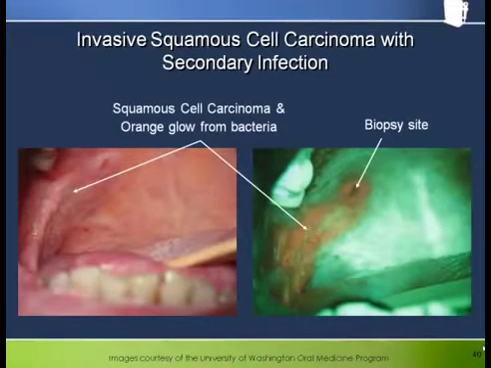A rather remarkable image showing invasive squamous cell carcinoma with a secondary infection. Not surprisingly, the bacteria involved in the infection give off their characteristic orange-red glow from the porphyrin fluorescence. The dark area at the top is a previous biopsy site.